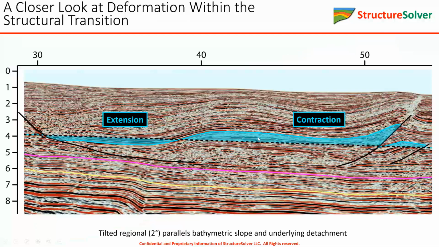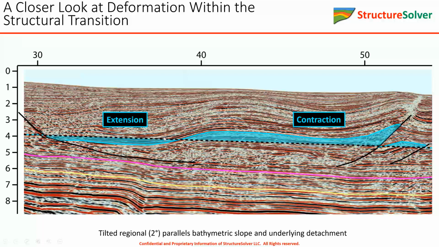The problem is that when you get to these transitional structures, the kinematics get pretty complicated. You have a seamless transition from extension, where we've got our interpreted footwall from the forward models right here, and the correlation down here in the hanging wall.